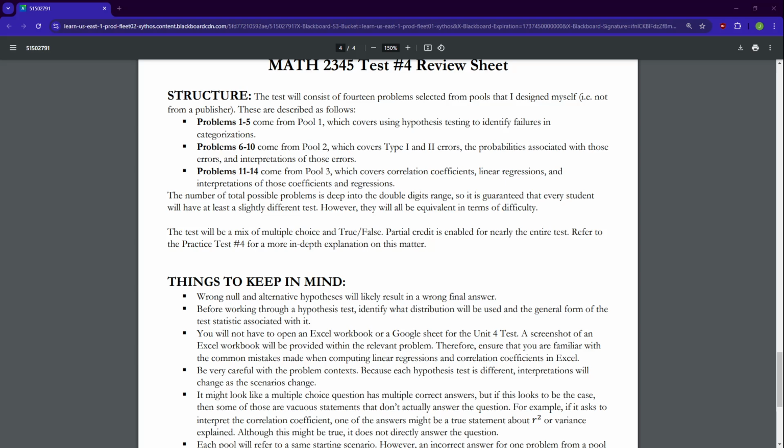You do not have to be very familiar with Excel programming in order to succeed on these two problems. You will not have to open Excel or Google Sheets for the test itself. And of course, if they are open, then it will be flagged.